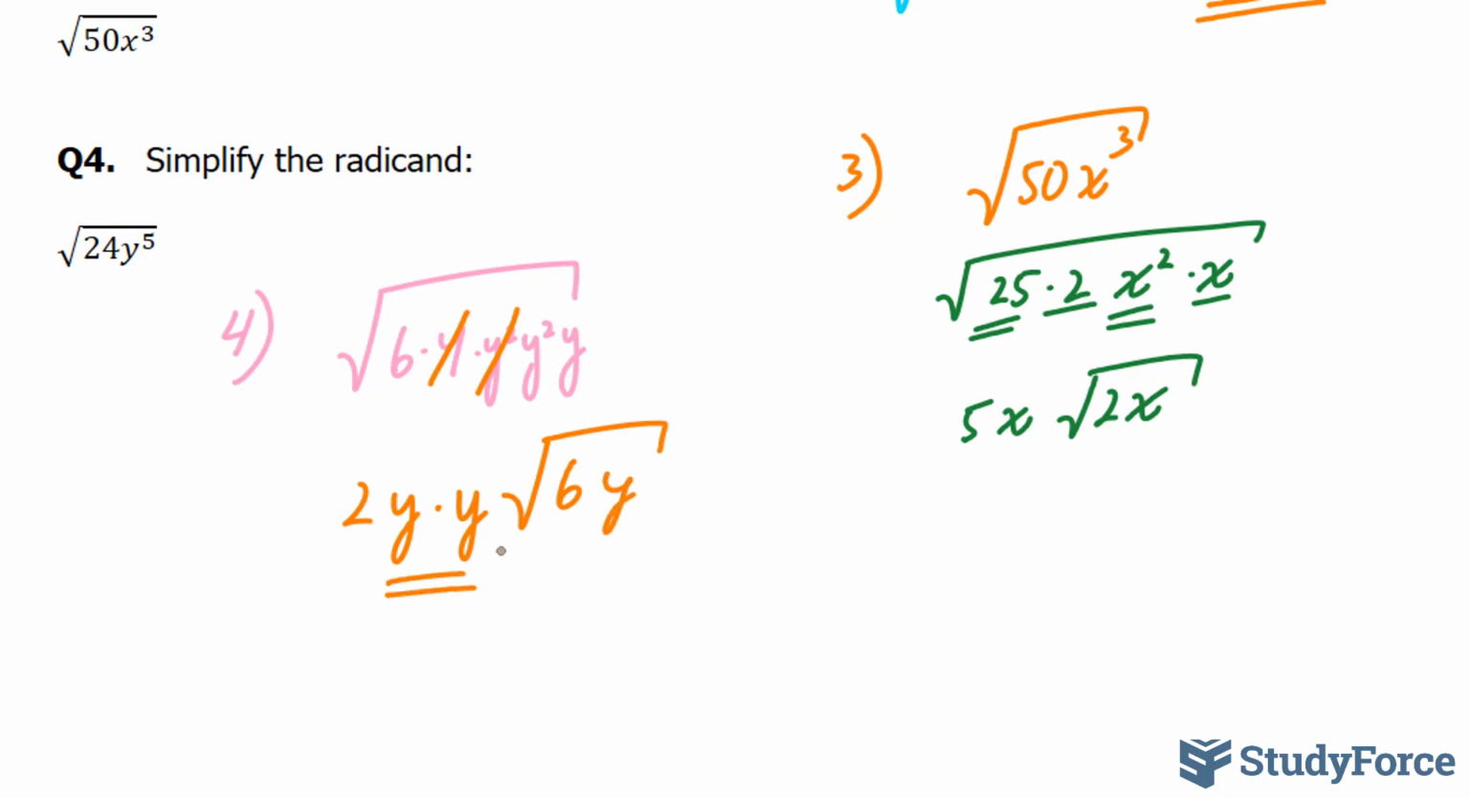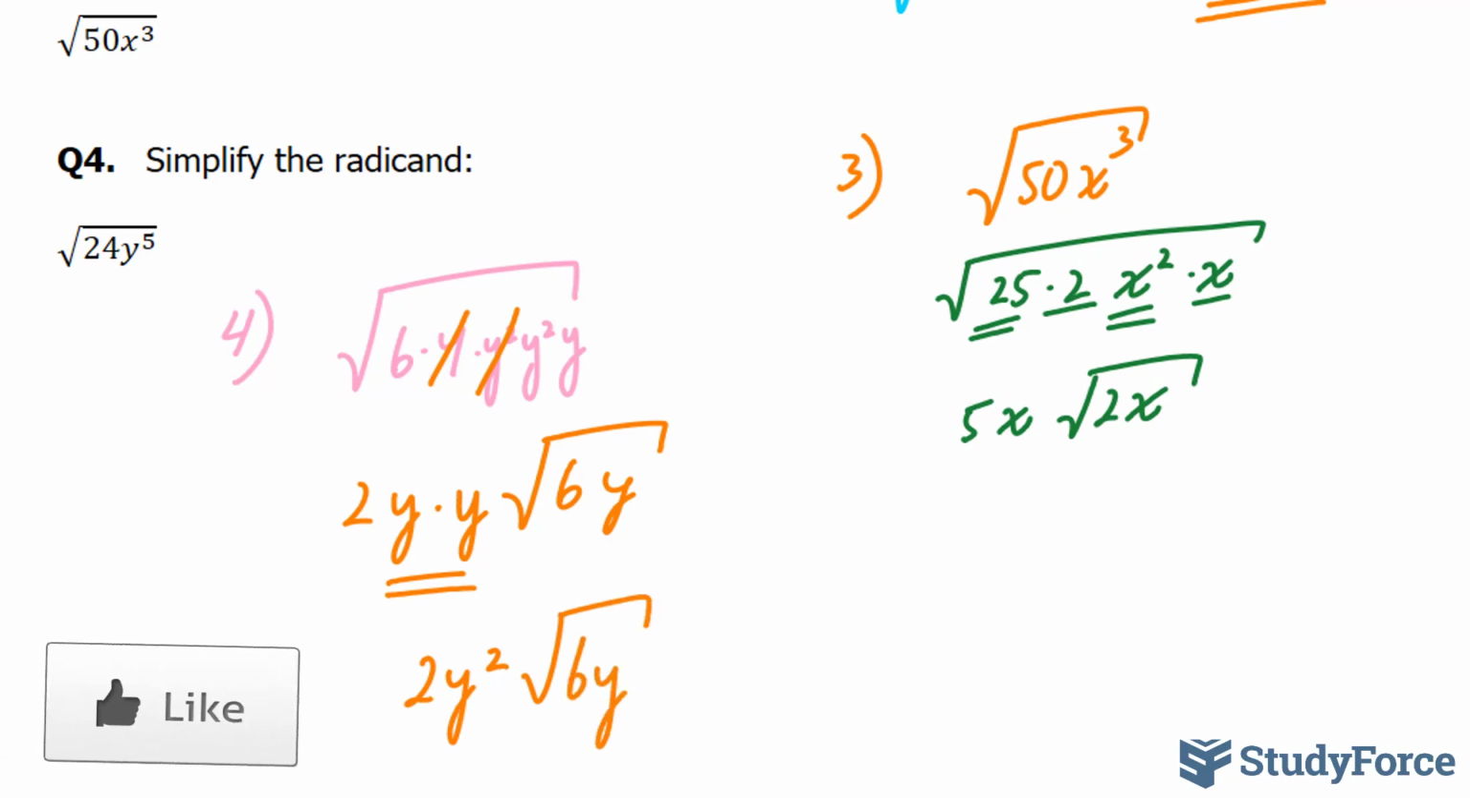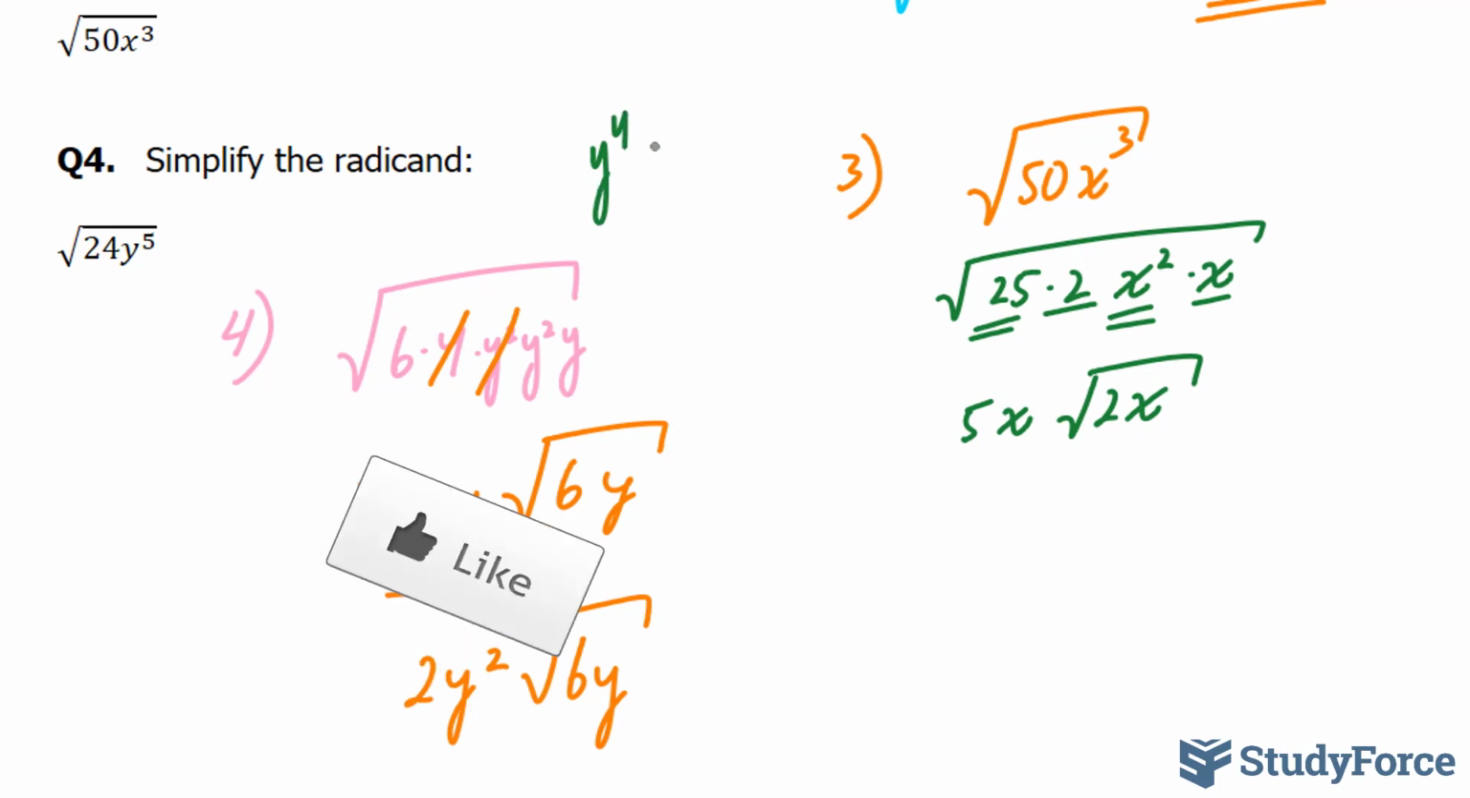You can combine these two to get 2y to the power of 2, the square root of 6y. Also, what you could have done is broken down y to the power of 5 into y to the power of 4 and simply y. The square root of y to the power of 4 is y to the power of 2. And so there you have it.